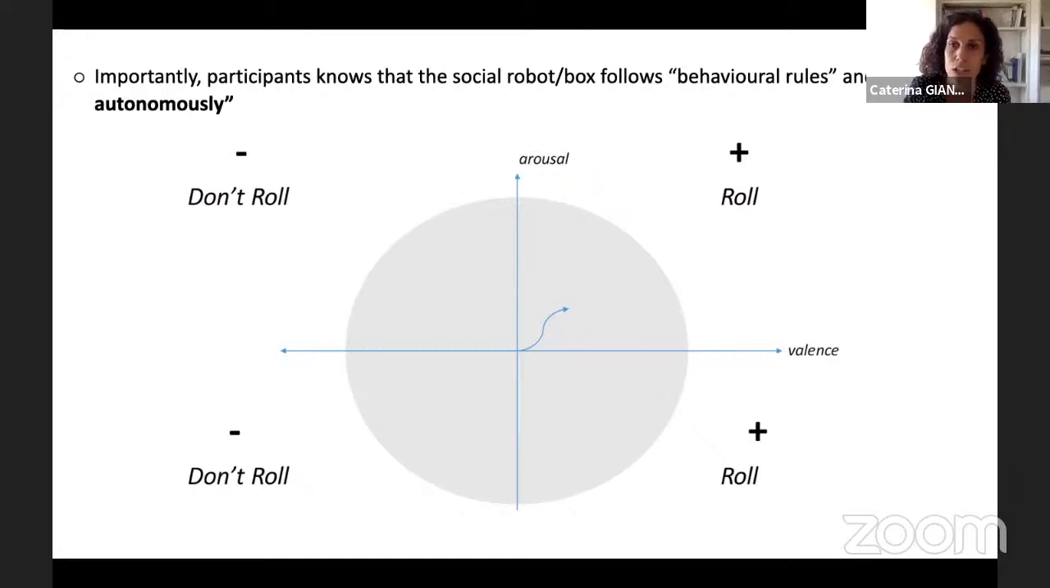What is important in our experiment is that this is a one-shot interaction, meaning that the robot does not learn from previous interactions. Each time that it meets another player, it will start from the origin. So it doesn't have any type of memory. It doesn't learn.